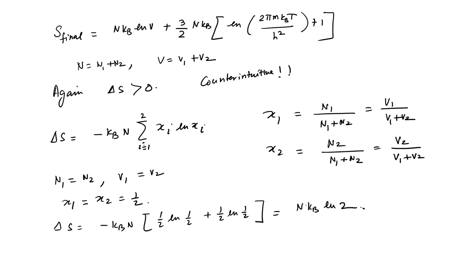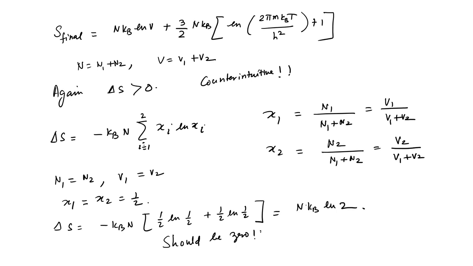Okay? And this should have been 0 because this is the same gas of equal proportion, equal volume, and whether you mix them or put a partition, there would be no difference; the entropy of mixing should be 0. But it is not true, at least as far as this calculation goes. It gives you a result which is nk log 2. Log 2 has a value, for example, 0.693, n is the number of particles and k is the Boltzmann constant.